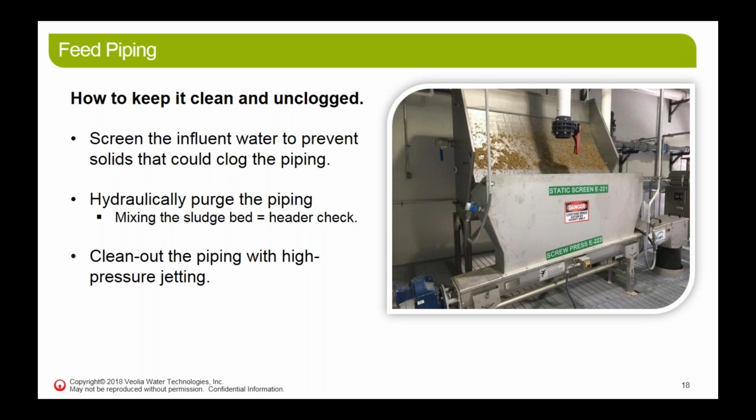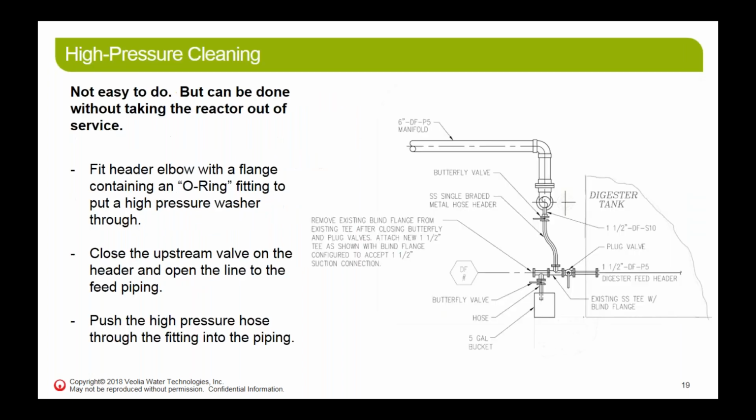And one of the ways that we can keep it clean, besides the upfront screening, is to hydraulically purge the piping, and we can also use high-pressure cleaning to clean out the system. The high-pressure cleaning is not easy to do, but it can be done without taking the reactor down, which is always something nice. Nobody wants to take a reactor down to clean this piping out. What we have to do is put a T at the front end of the header going into the reactor.